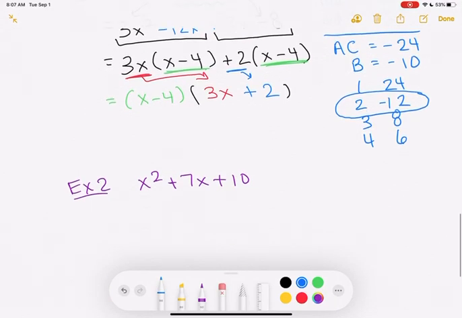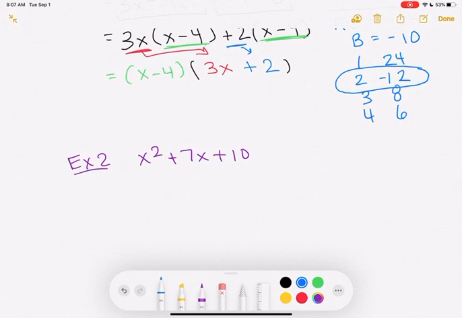Okay, this one, let's just do one more today, okay? And then tomorrow we'll do lots more practice. But I think this one more will be good for today.